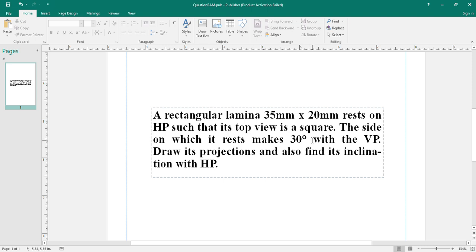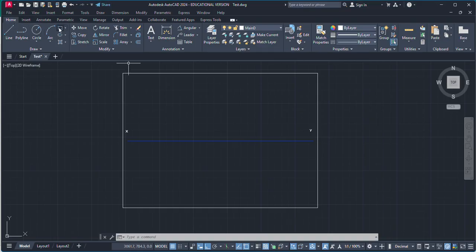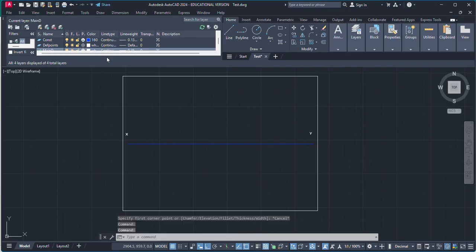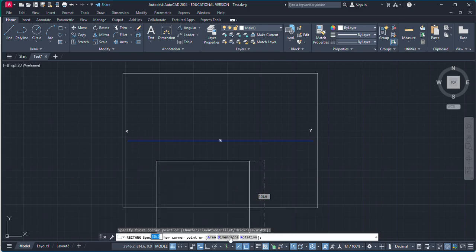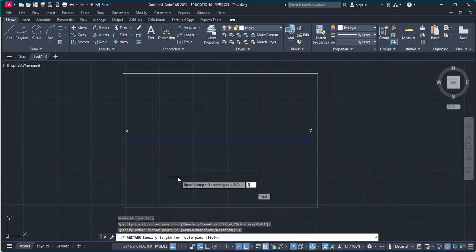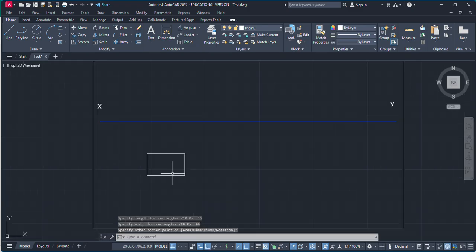Again, for the third condition, the side on which it rests makes 30 degree with the VP. So let's start with this first 35 by 20 rectangle. Just go to the main drawing. Now start with the rectangle. First dimension 35 length, 20 width. So this is a rectangle.